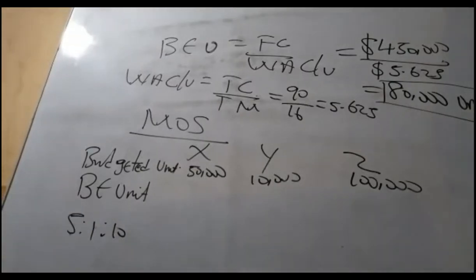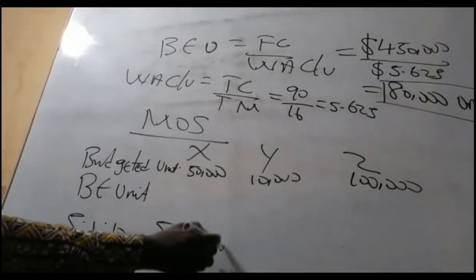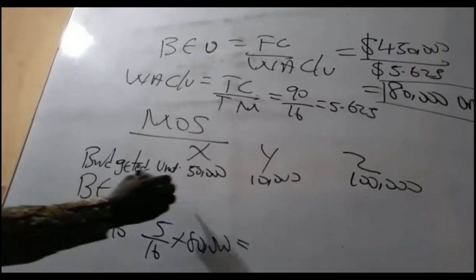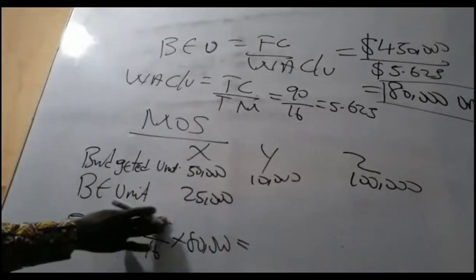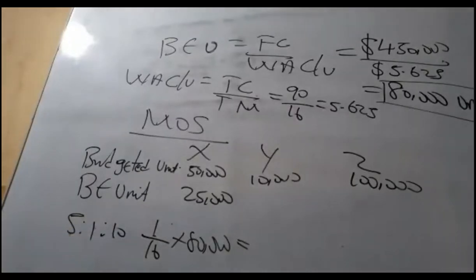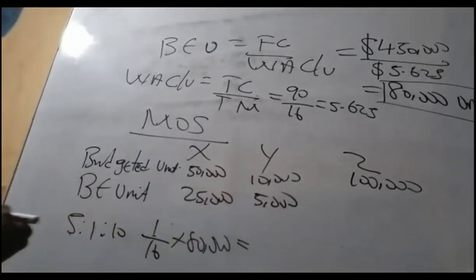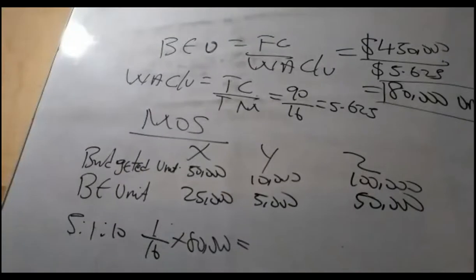How do you share 80,000? The first person takes 5 out of 16 times 80. The first person receives 25,000 units. What about the second person? He will take 1 out of 16. That will be 5,000, right? Good. Making 30, that means this one will take off 50.